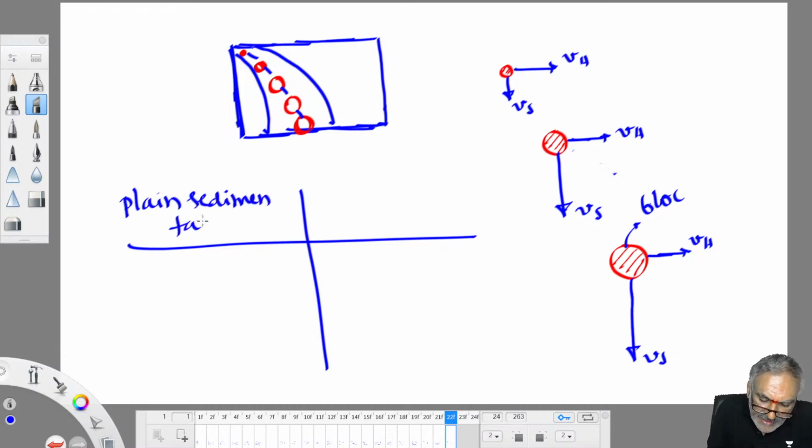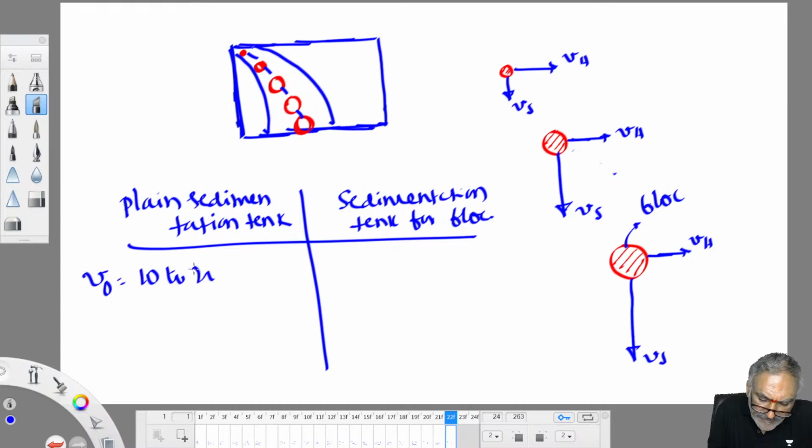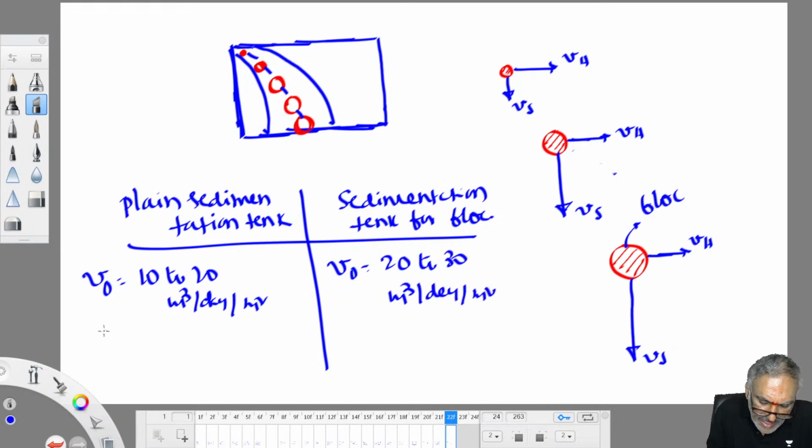The design parameters, if you see, for plain sedimentation tank and sedimentation tank which we use to capture floc. Here we provide the V naught value 10 to 20 meter cube per day per meter square. Here you can increase that V naught value to 20 to 30. You need not remember, they will give you these values. And normally detention time we provide here is 4 to 8 hours for plain sedimentation tank. Whereas detention time we provide in this to capture flocculant particle, we don't require that much time, fast they settle down.